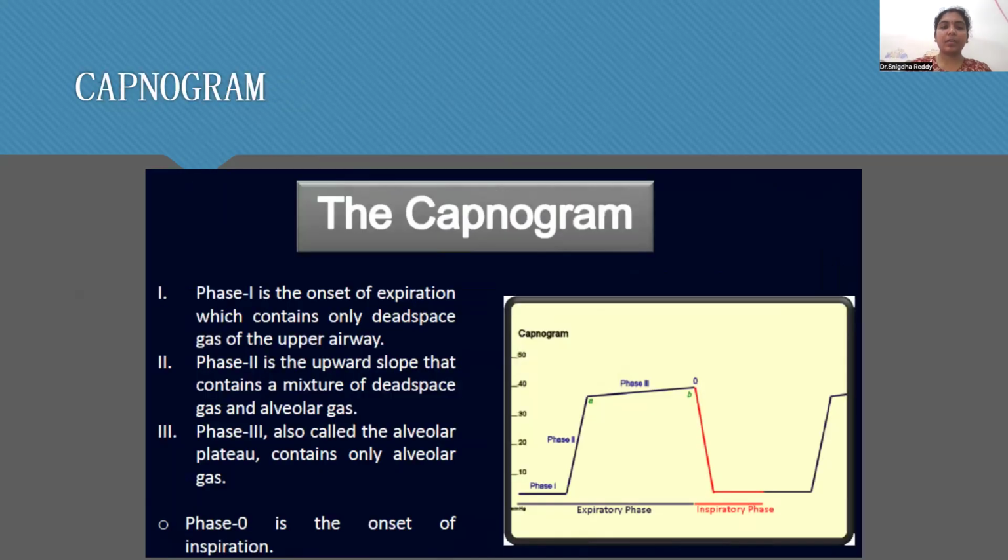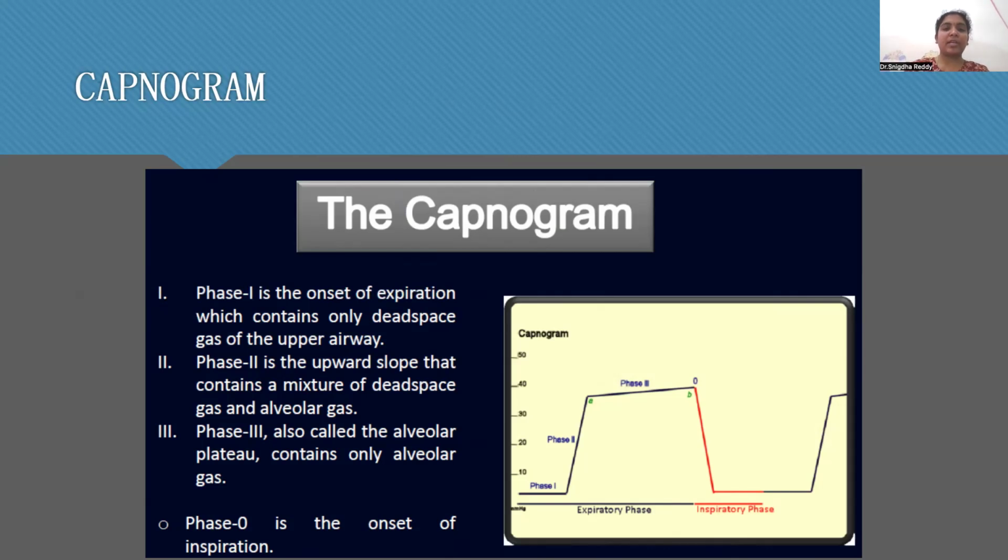the unit. Now, coming to capnogram, here it shows the capnogram. It has basically 4 phases, and phase 1 is usually dead space. What does dead space mean? Ventilation occurs, but there is no gas exchange. Phase 1 is the onset of expiration, which contains only dead space gas of the airway. That is the reason in phase 1, because the dead space gas doesn't contain carbon dioxide, and as there is no gas exchange, it's like zero.